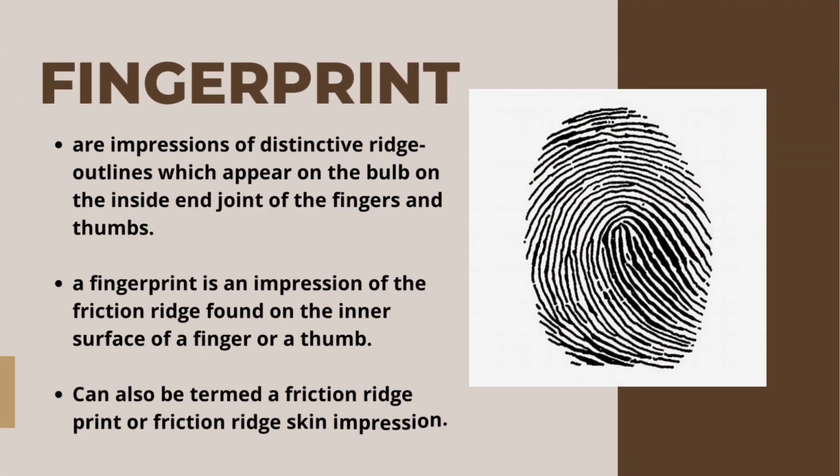Fingerprints are an impression of distinctive ridges which appear on the bulb on the inside of the first joint of the fingers and thumb. A fingerprint is also an impression of the friction ridge found on the inner surface of the finger or thumb. It can also be termed a friction ridge print or friction ridge skin impression.